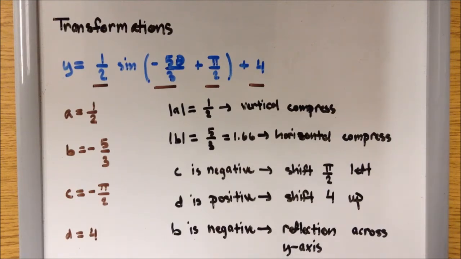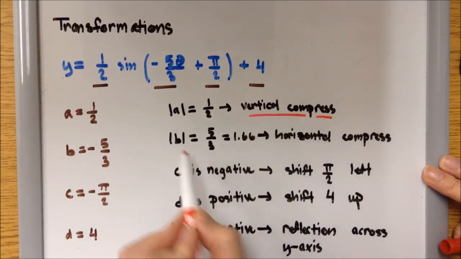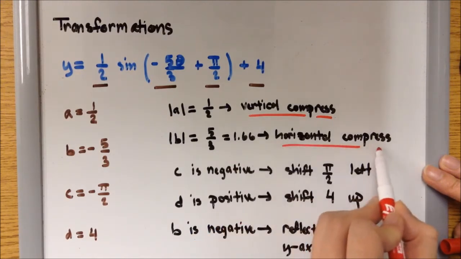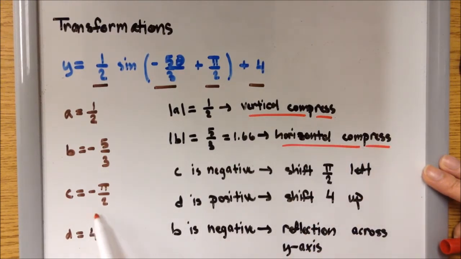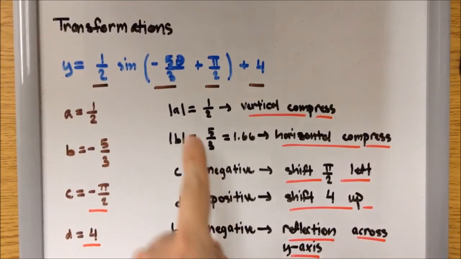So, here's our transformation. You have an A value that was between 0 and 1, so vertical compress. We have a B value, even though it's a fraction, it was more than 1, so a horizontal compress. Since our C value was negative, it shifts pi over 2 units to the left. Since D was positive, it shifts 4 units upward. And since there was a negative on the B value, reflection across the y-axis. So those are the transformations. In this case, we have 5 transformations here.